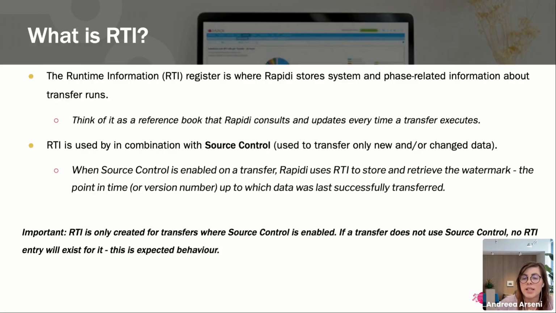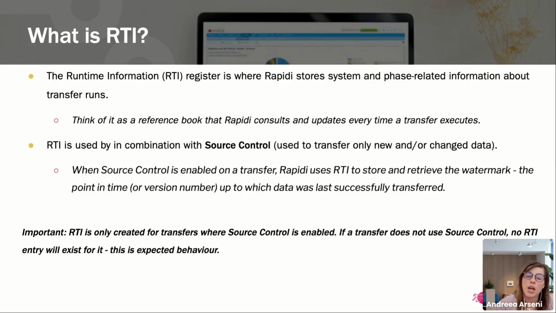Now, what is RTI? RTI is called the runtime information. This is the place in Rapidi where system and phase related information is kept. It's related to your transfer runs only. How many times a transfer ran, and how many times the timestamp went forward, you will be able to see in the RTI. It's like a reference book that Rapidi checks every time your transfer runs.